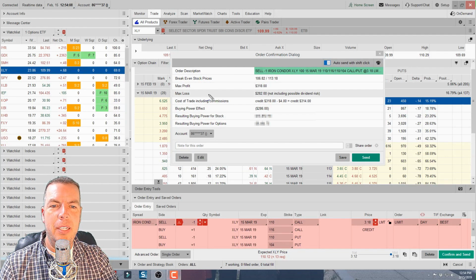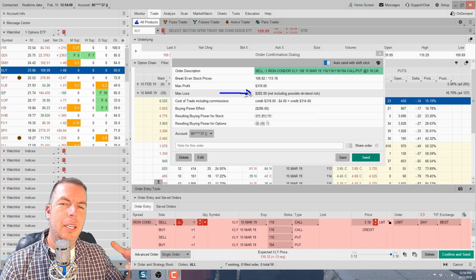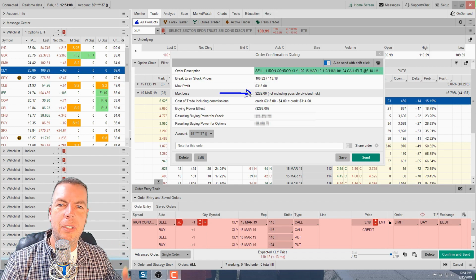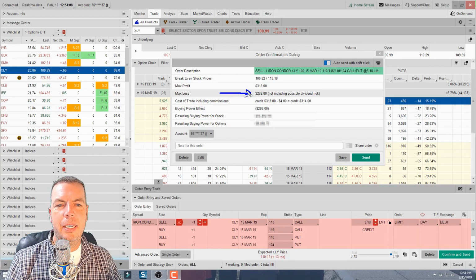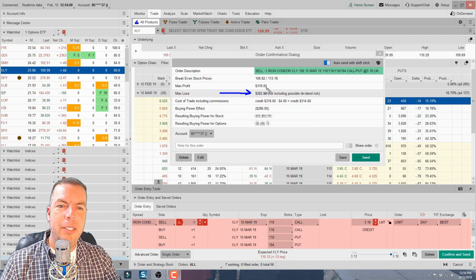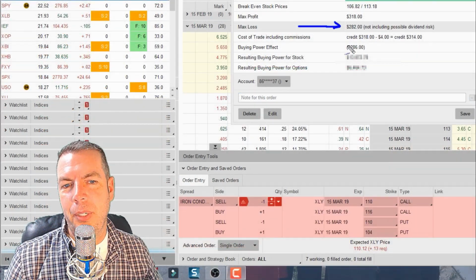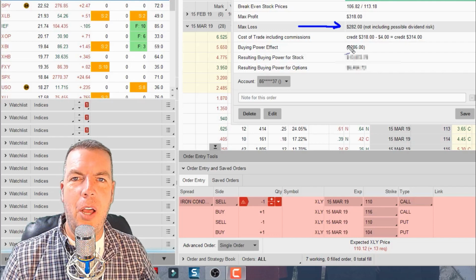Now our max loss, since it's a $6 wide iron butterfly, meaning $6 for those protective call and $6 on the protective put side, we would take that $6 and $318 of that is going to be profit. So the other $282 would be a loss if it were to go against us. So that's our max loss in this trade.